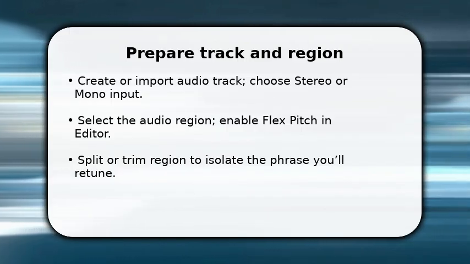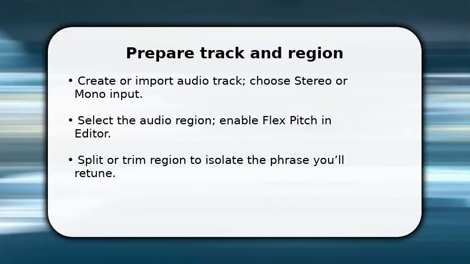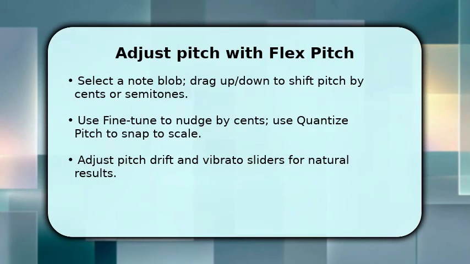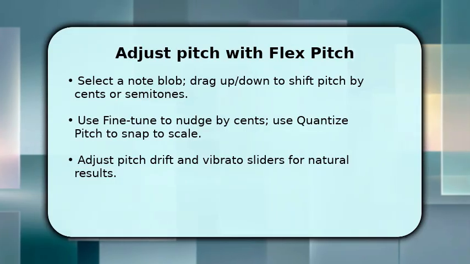If the file is noisy, apply a light noise gate first to avoid false pitch blobs. This helps GarageBand detect the correct pitch centers for accurate adjustments. You'll now edit individual blobs to change pitch cleanly.